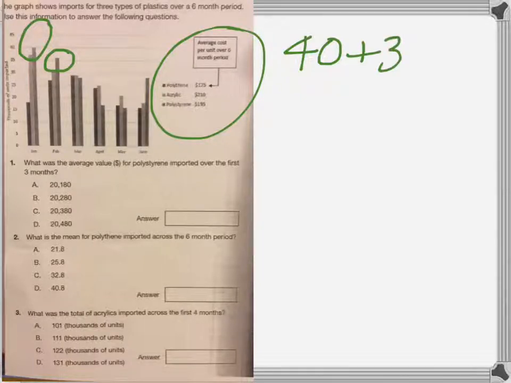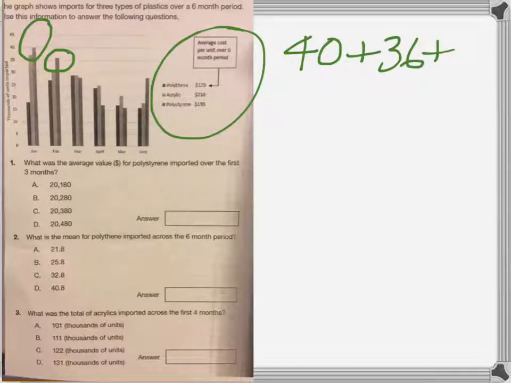So the first thing we need to do is work out how much polystyrene was imported altogether. So let's have a little look. In January it's going to be the middle shade of grey, which reads up here, and that's going to be 40. For February, we've got the middle shade of grey as well, so that would be just above 35. It's closest to 35, so it'd be 36.